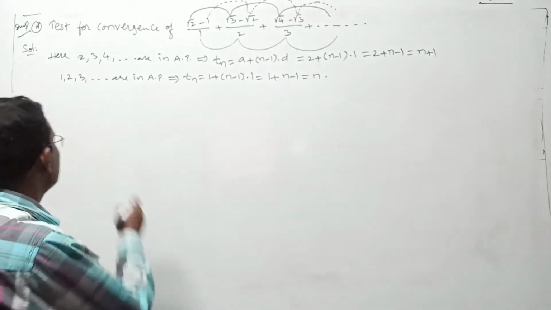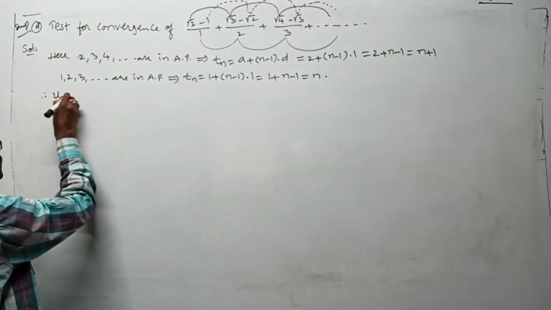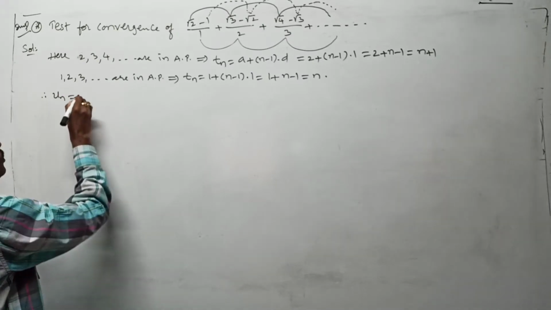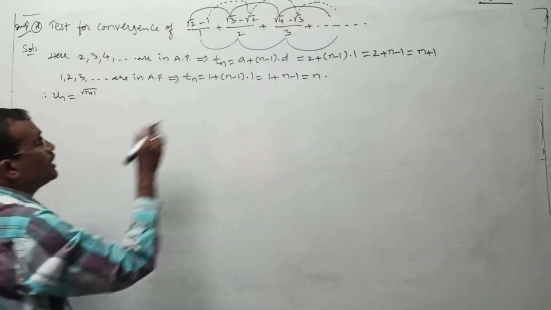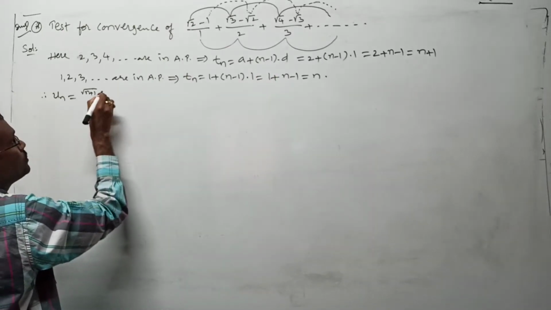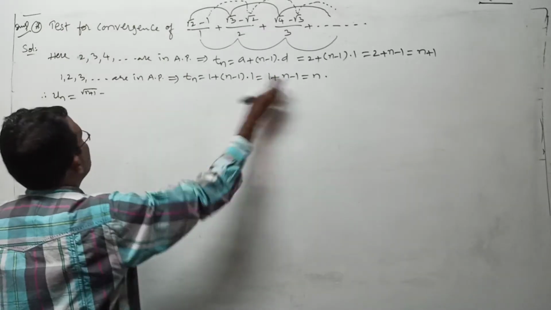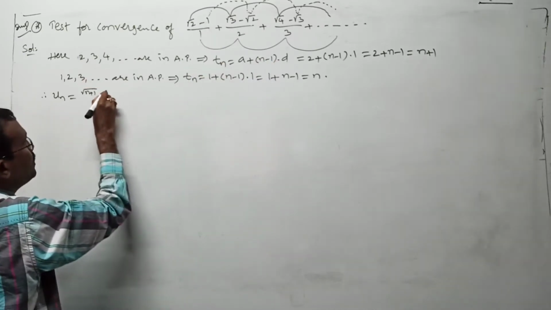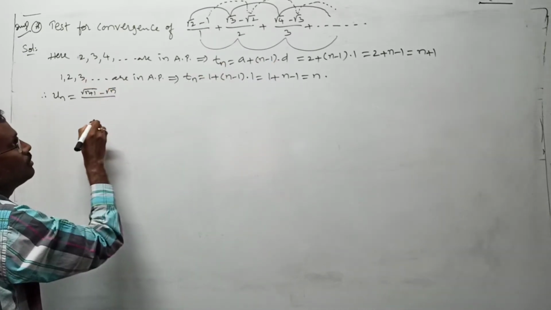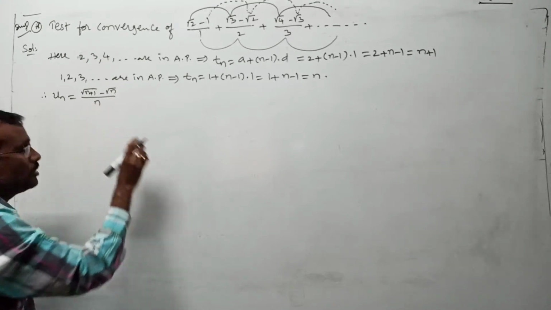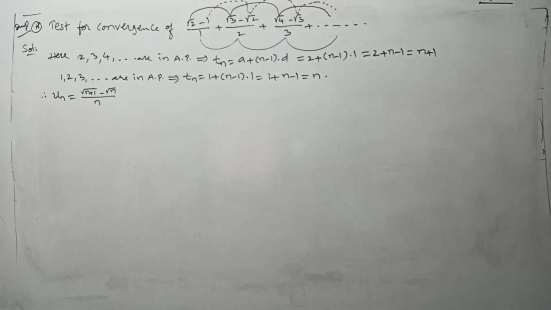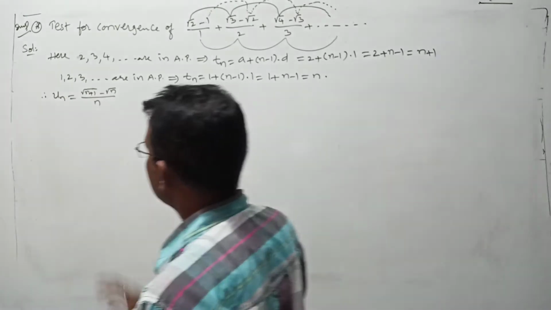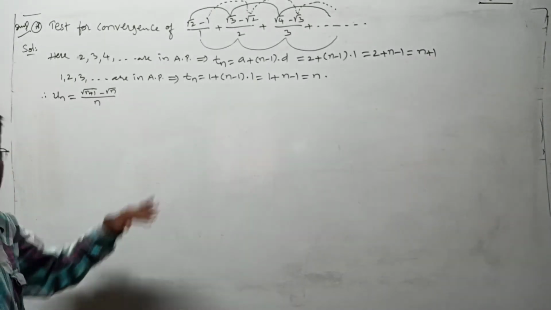Now let us go for un. Therefore un is equal to root n plus 1, root compulsory, don't forget that root, because root is there, root n plus 1 minus, in this the nth term is root n, by n. Any problem? Root n plus 1 minus root n by n, right? This is your nth term. Up to here we just found the nth term.